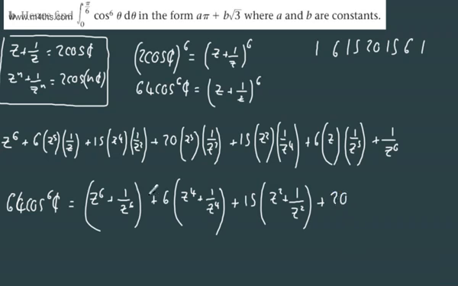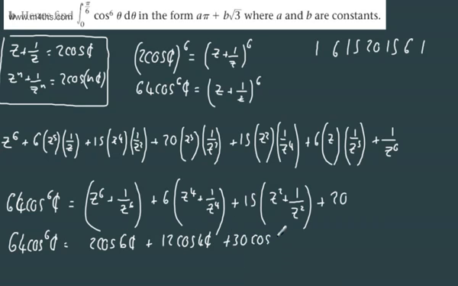We know from earlier that z to the n plus 1 over z to the n is 2 cos n theta. So what we can now say is 64 cos to the 6 theta is equal to 2 cos 6 theta plus 6 lots of 2 cos 4 theta, which gives us 12 cos 4 theta, and then 15 lots of 2 cos 2 theta, which gives us 30 cos 2 theta, plus our 20.